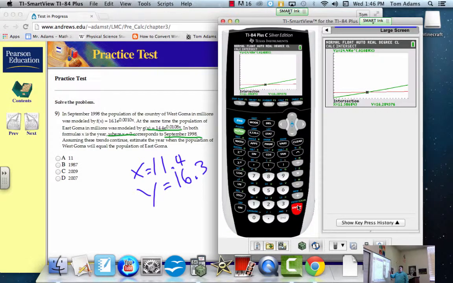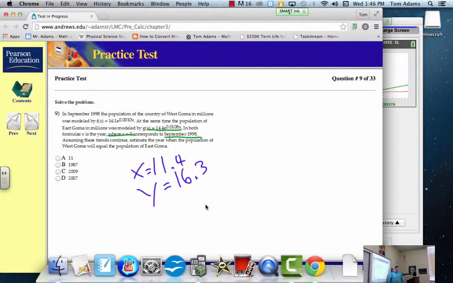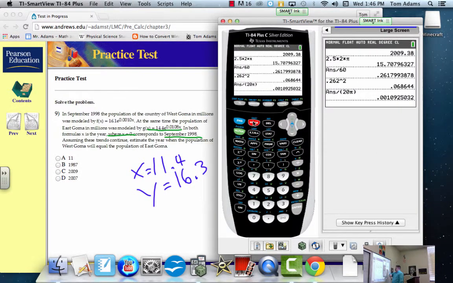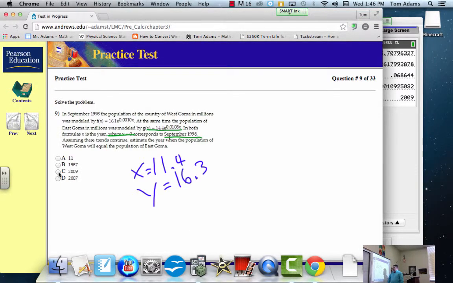So wait a minute, I've got 11, right? Is that the answer? 11? No. Why? No, that's not the year. It's 11 years. It'll take 11 years from when? 1998. So what do I need to do? Add 11 years. Yeah, so if I say 1998 plus 11.38 or whatever, guess what we get? 2009. Guess what the answer is? 2009. You can't see it because I've got my screen, but that's the right answer. Does that make sense to you guys?